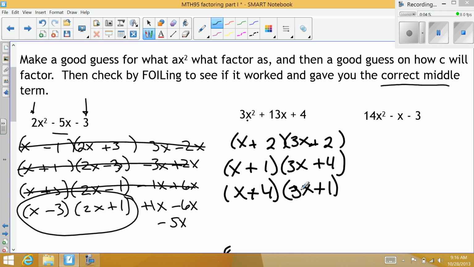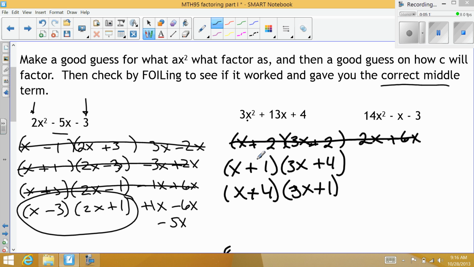Okay, so again what I'm looking for is my middle terms, because my x times 3x is my 3x squared and my 2 times 2 is my 4. It's the middle term I'm checking. So doing my outside, x times 2 would be 2x. My inside, 2 times 3x, is 6x. That is only 8x, not 13x. So I don't want that combination.